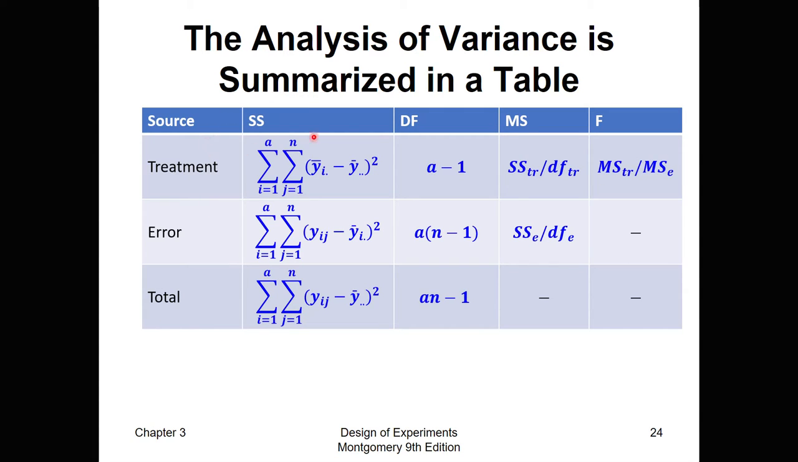But you always have source, sum of squares, degrees of freedom, mean squares, and F. And you'll see a couple of dashes because we don't calculate mean squares and F for everything. We just calculate mean squares for the treatment and error, and we just calculate F for the treatment.